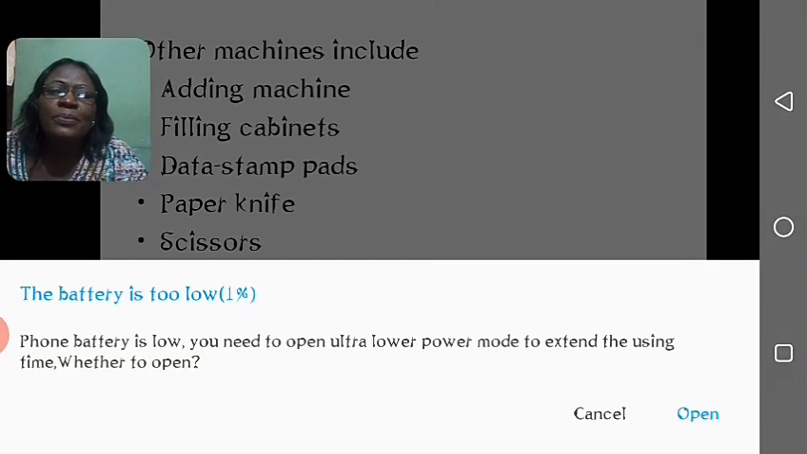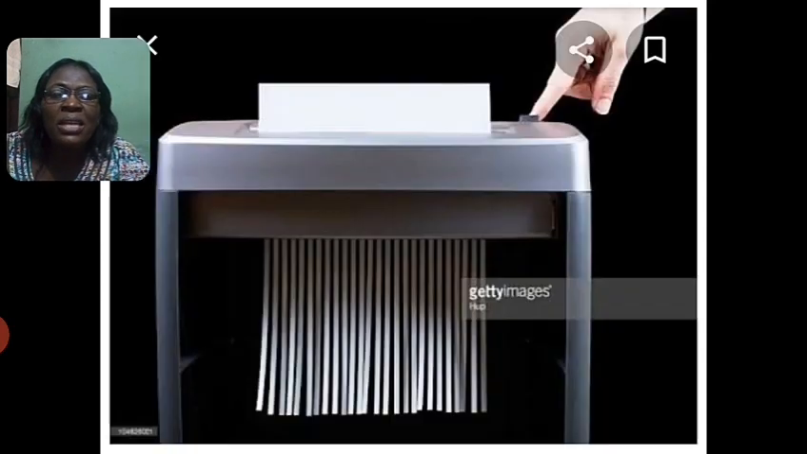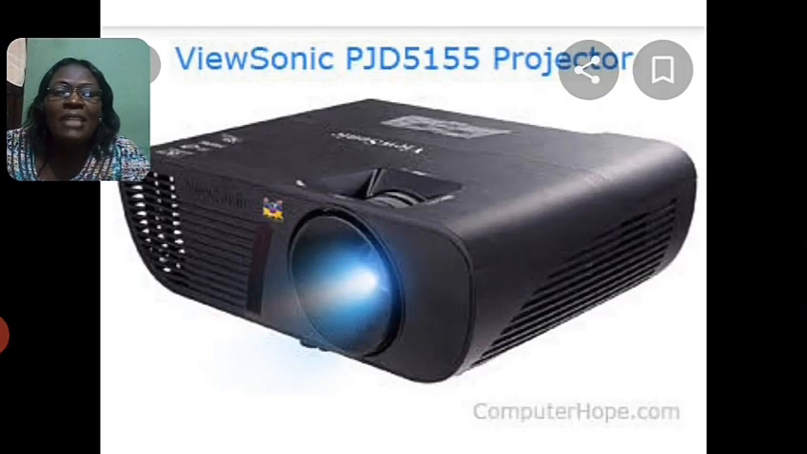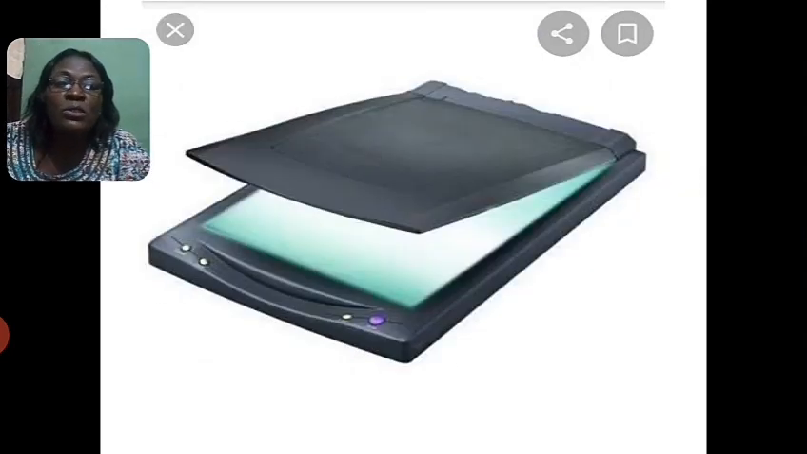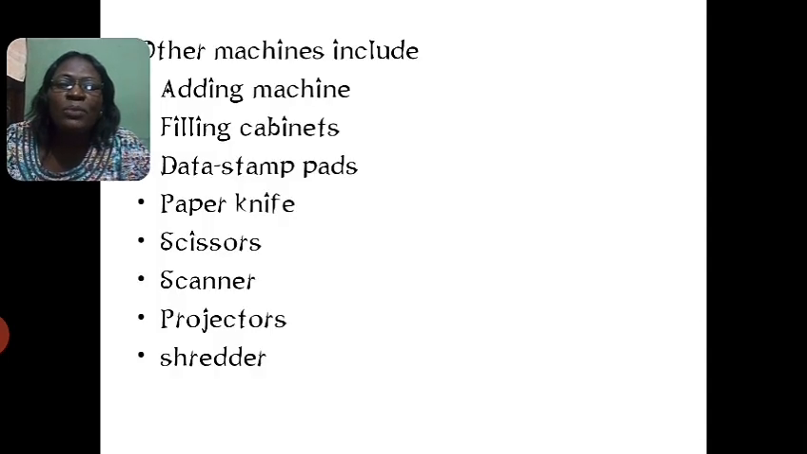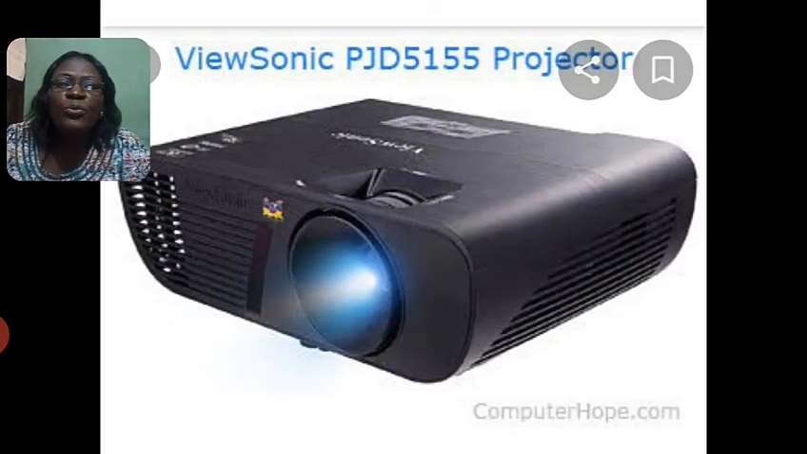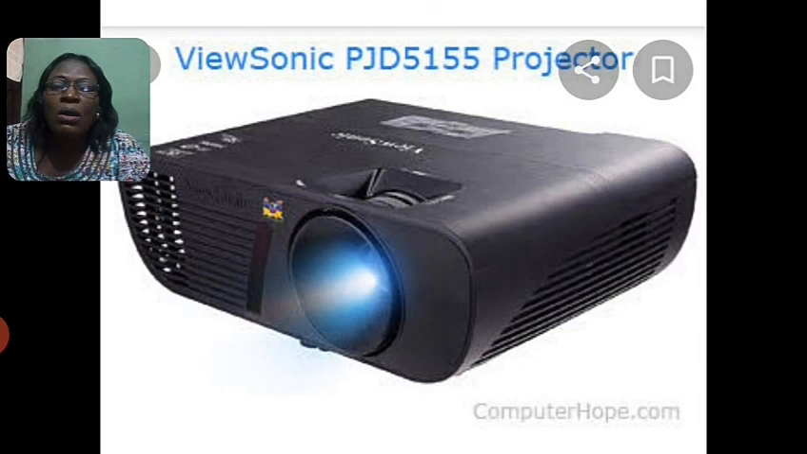Then the scanner. Many of you may not be familiar with the scanner or scanning machine. It's a machine that is used to change hard copies of documents to soft copies. So this one you are seeing on your screen is the scanner or scanning machine. Then you also have the projector. This one is used to view images on the wall, or project images for a large crowd to see.